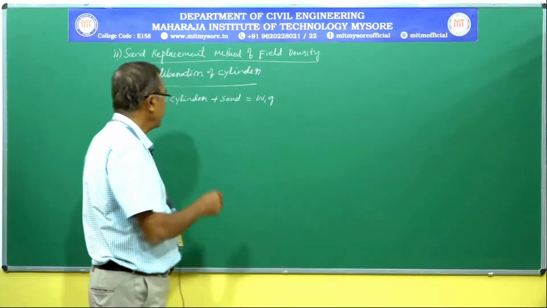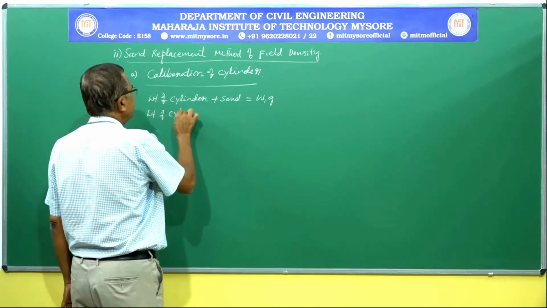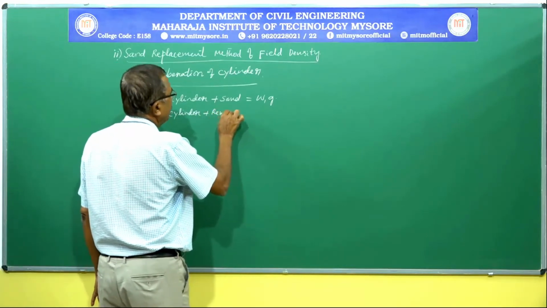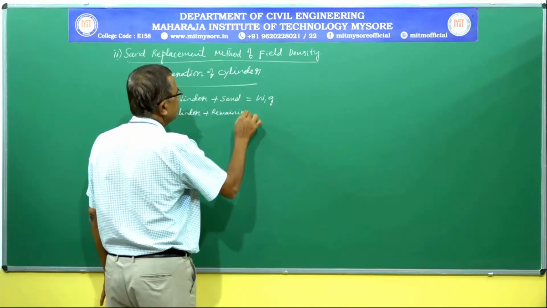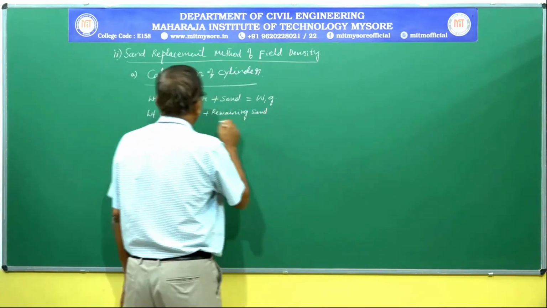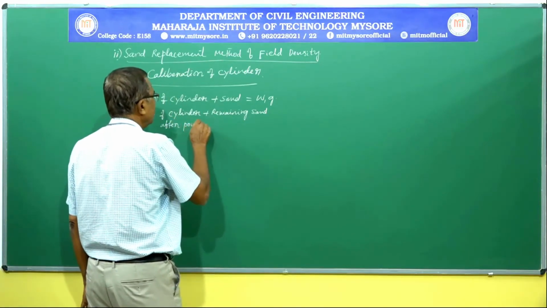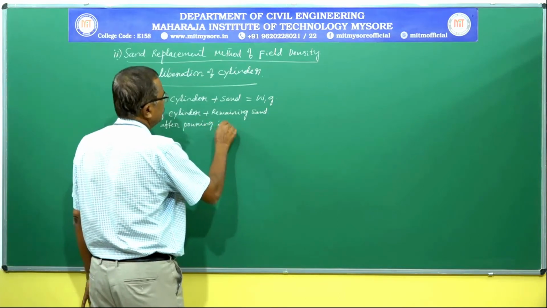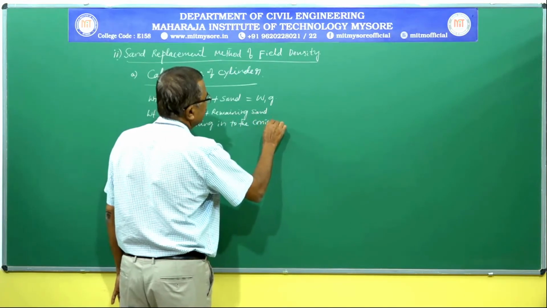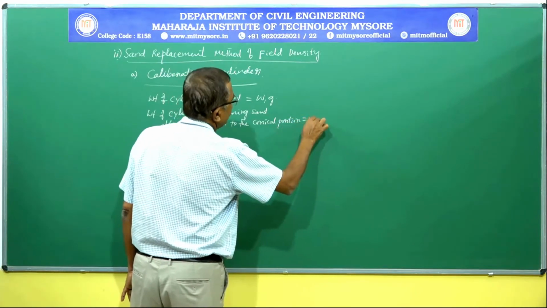remaining sand. Next, weight of cylinder plus remaining sand after pouring into the conical portion, that is equal to W2 gram.